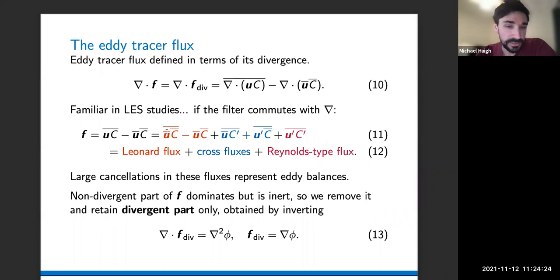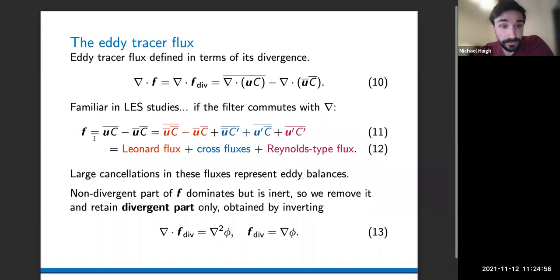In our case, though, with the spatial filter, we find that all three of these terms are equally important, and more importantly, that they have significant cancellations with one another. So this means that it makes most sense to consider the sum of them at the same time rather than considering them separately, because cancellations between each of these three terms represent balances that exist in the eddy budget, and we're not interested in the eddy budget. We're interested in the role that this flux plays in the large scale budget.